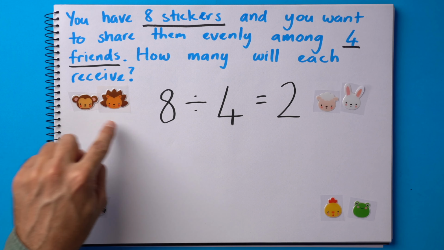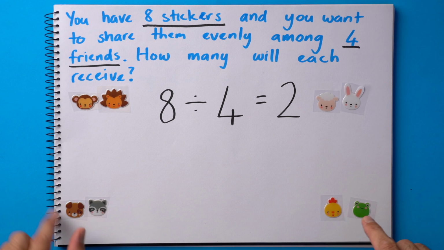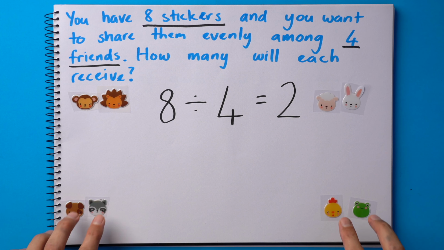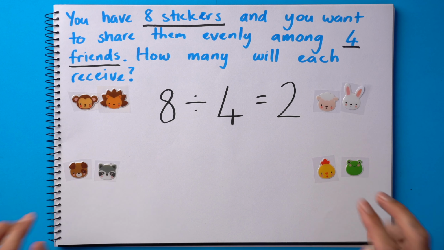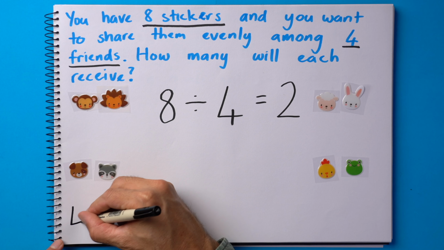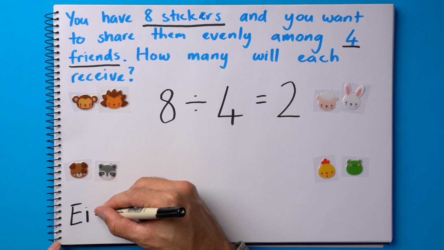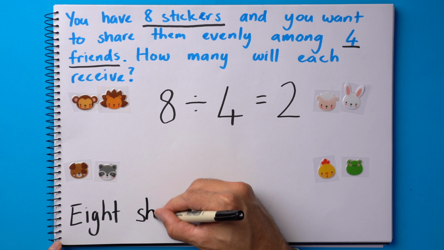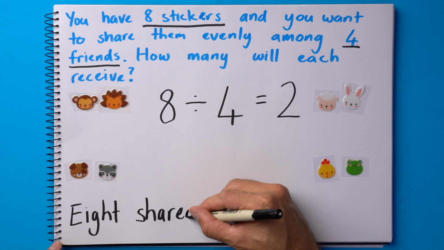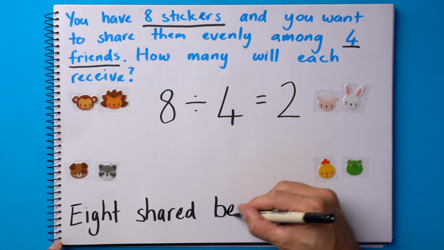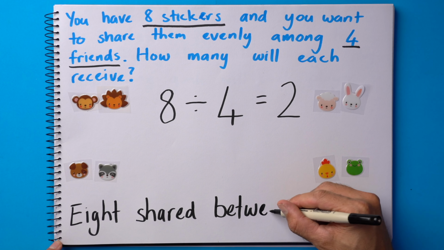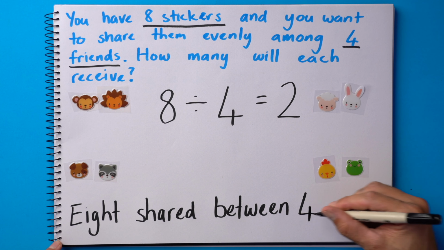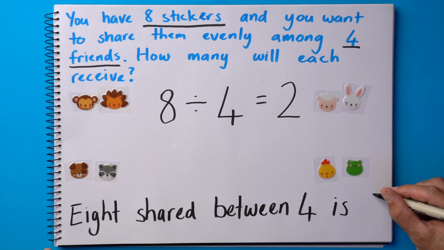Can we see how the number sentence represents the materials? We've got 2 stickers, 2 stickers, 2 stickers, 2 stickers. And we could write 8 shared between 4 is 2.